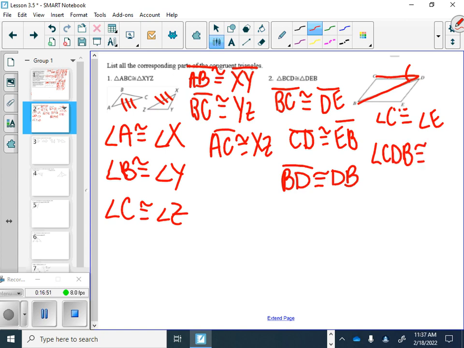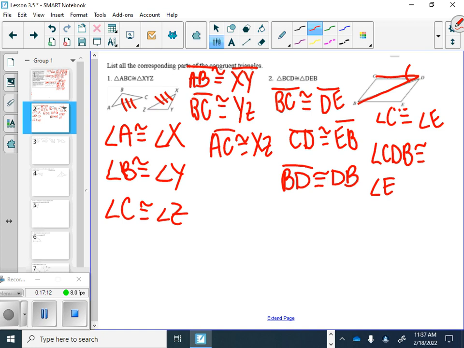Okay, using my letters over here, I need to figure out which angle is going to be congruent to it. Okay, so let's work slowly. C in this triangle is labeled what letter? 1, 2, or 3? 2. 2. Which one is second here? E. E.